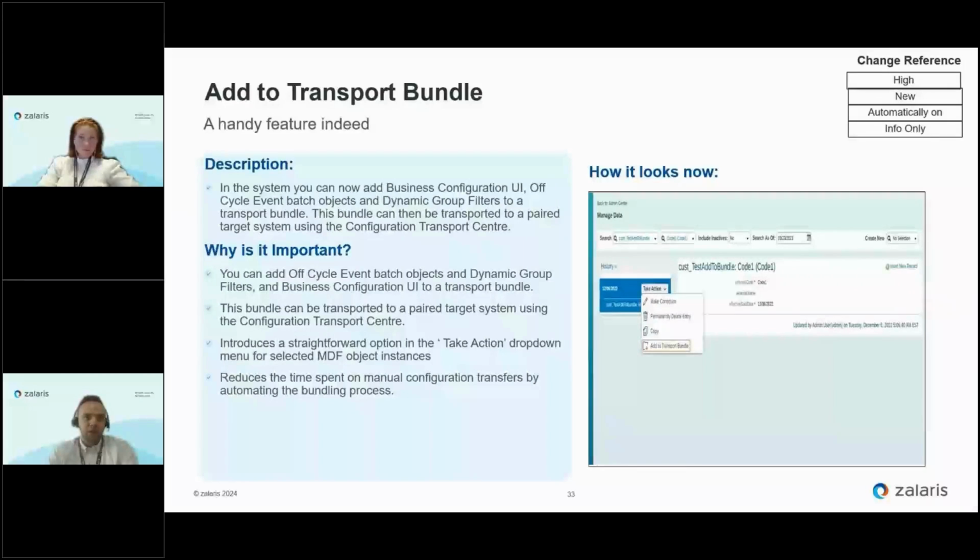Another very nice update, you can now add to a transport bundle. This was touched on previously as well. So in the system, you now have more options for more areas to add to a transport bundle, specifically for configuration UI, off-cycle event batches, objects, and dynamic group filters. These can be added to a transport bundle that you can then move between systems.